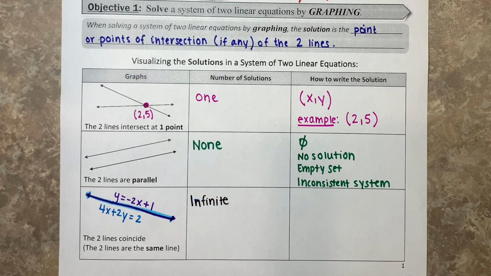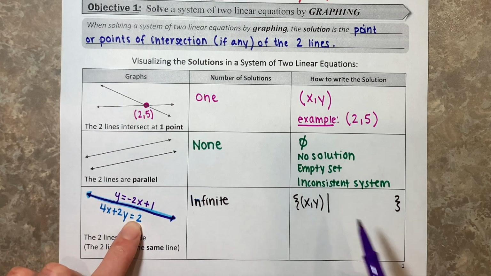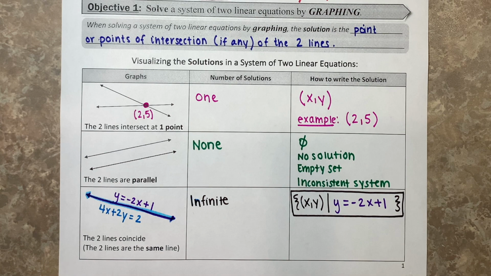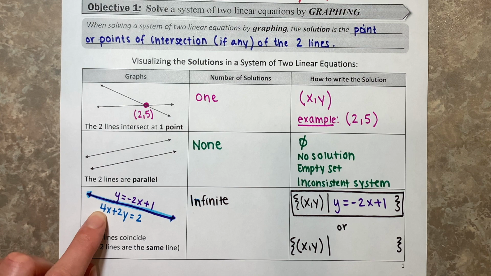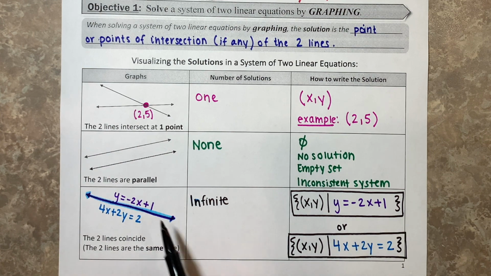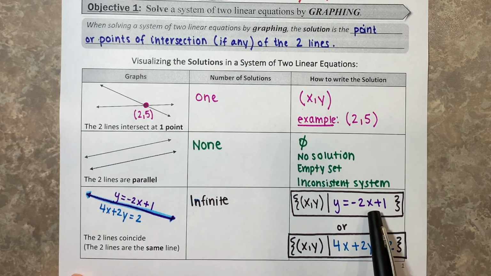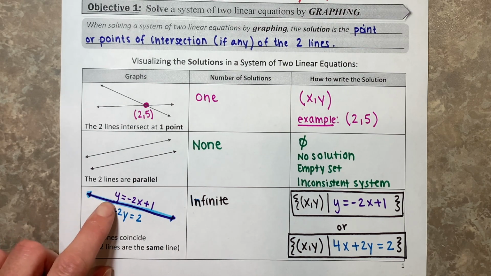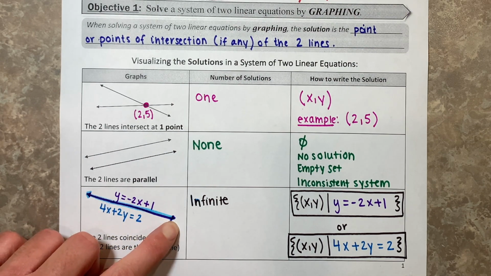And the way we write our solutions for systems that have infinitely many solutions is using set builder notation. We start with this general outline, and then you can insert either equation into this blank. Here I've written this purple equation in the blank. Another correct way we could write the solution would be to instead insert this equation in the blank. Again, these two equations represent the same exact line, so it doesn't matter which equation you use in your answer. What does this answer mean? Well, remember, the solution is the point or points of intersection. These two lines intersect at every single point on the line since the lines coincide perfectly.